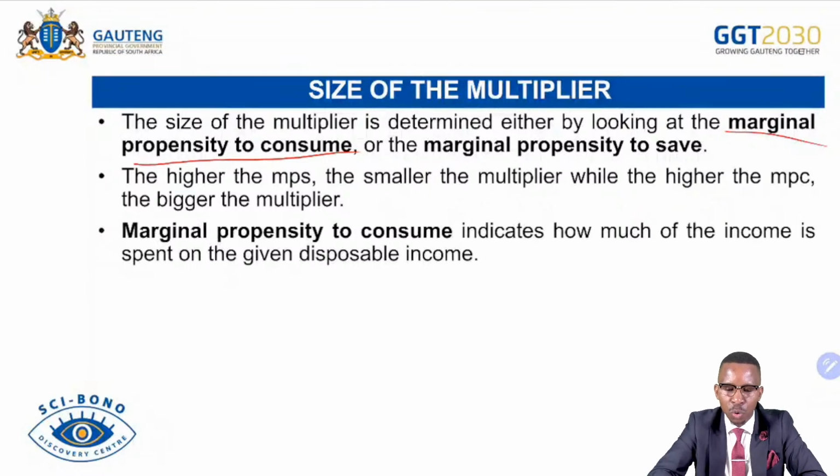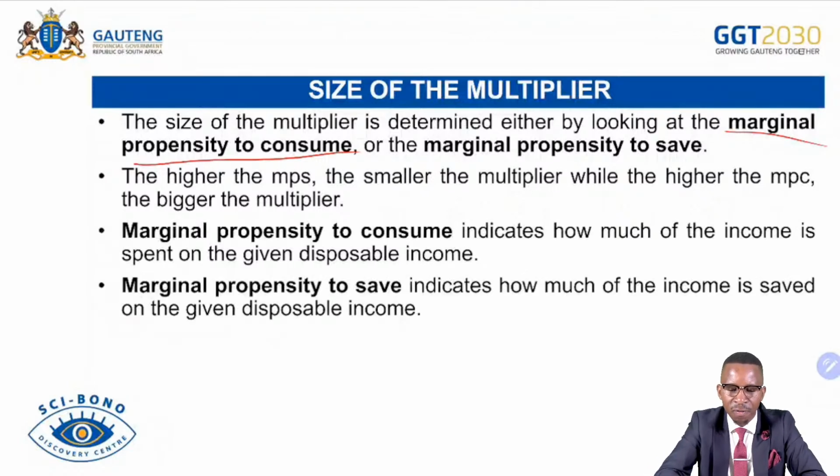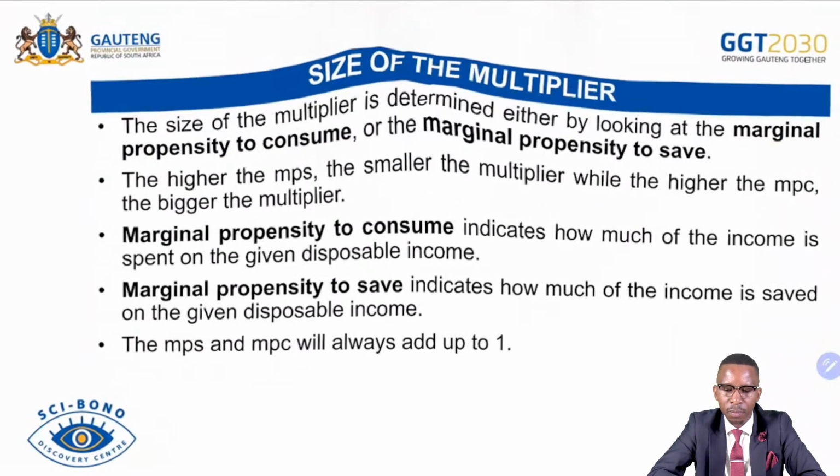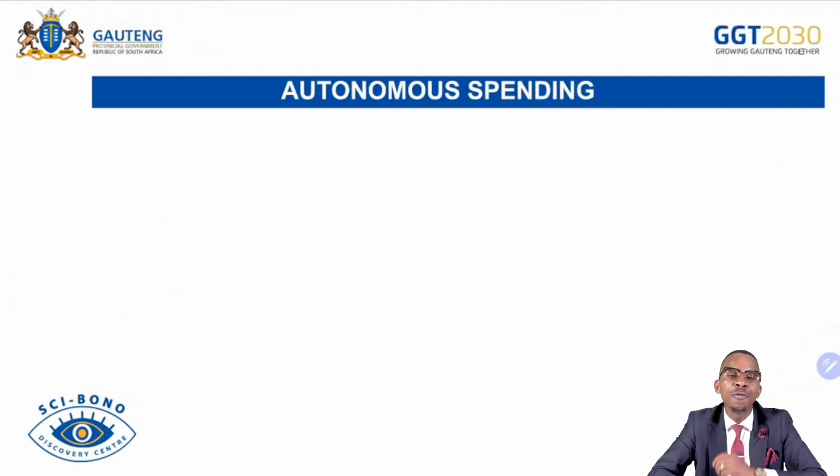The marginal propensity to consume indicates how much of the income is spent on the given disposable income. The marginal propensity to save indicates how much of the income is saved on the given disposable income. The MPS and MPC together add up to 1. So we say MPC plus MPS equals 1. That simply indicates that if you know the value of MPC, you already know the value of the MPS because they must give you the sum of 1.